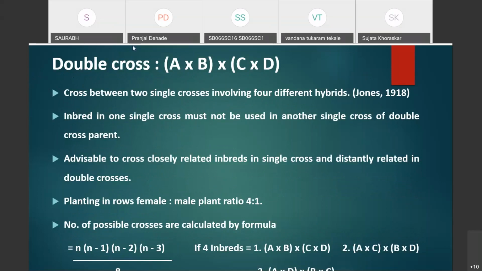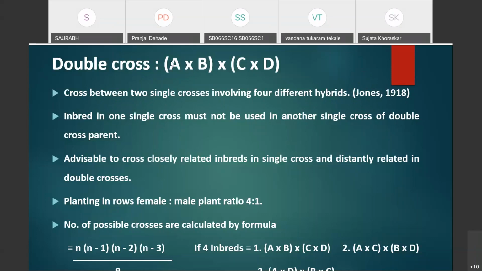And here you can see the double cross. The double cross is the cross between two single crosses involving four different hybrids. The double cross was proposed for the first time by Jones in 1918.